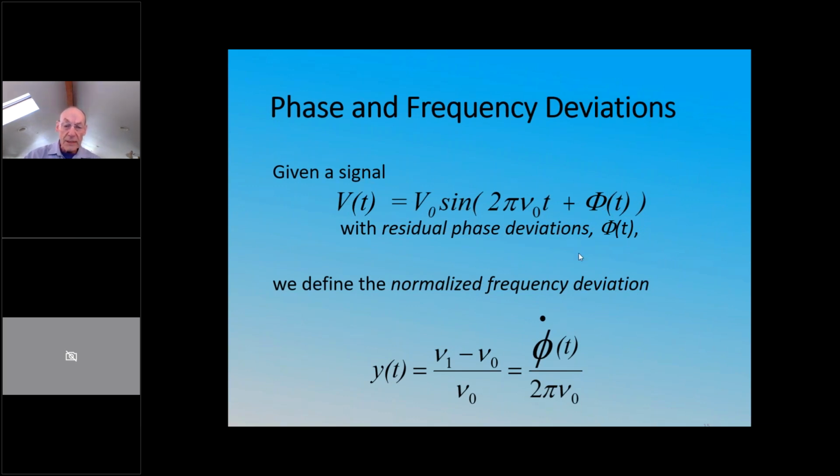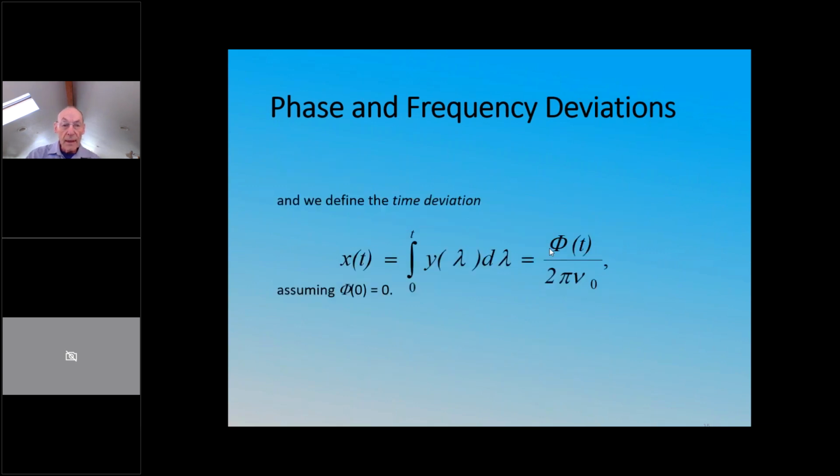And the frequency deviation is really just the derivative of the phase noise. And you can also see the normalized fractional frequency deviation as the instantaneous frequency offset from the nominal frequency divided by the nominal frequency. And you get the time deviation as the integral of frequency deviation.